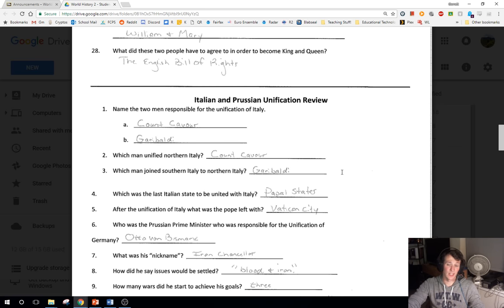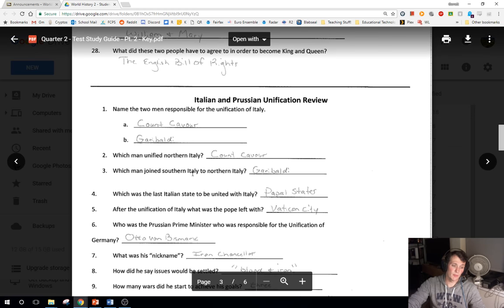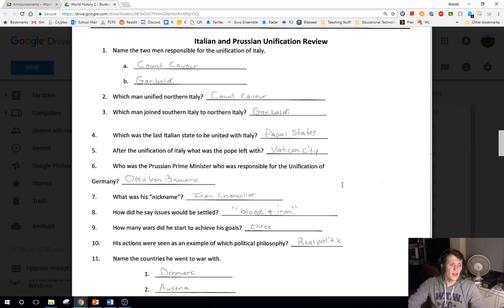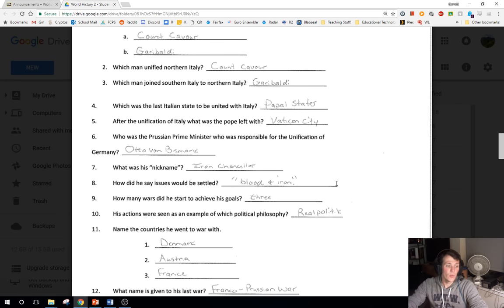Okay, so pretty simple there on Italian unification. There's not much there that you actually need to know, right? Count Cavour is the north, Garibaldi's the south. They bring them together. They're able to take control of the papal states at that point. And the last bit that's not part of actual Italy, but encompassed within Italy, is Vatican City inside of Rome, right?